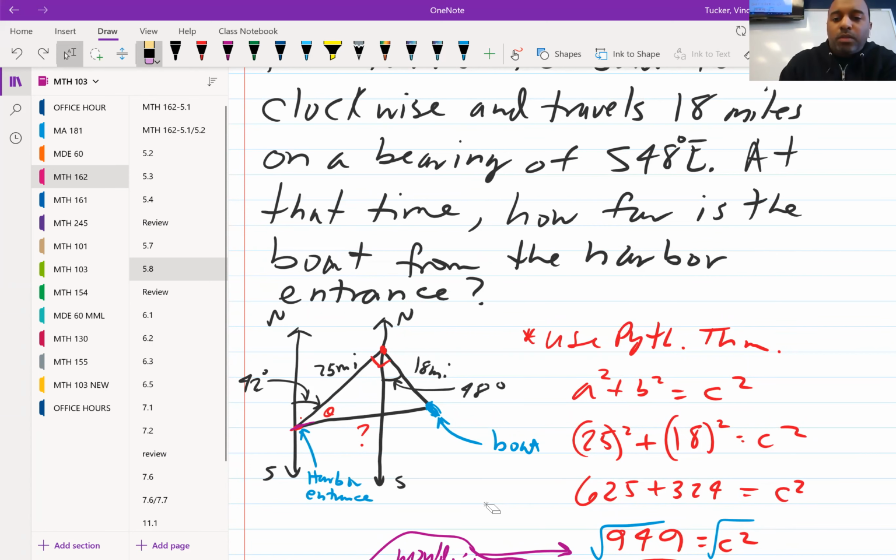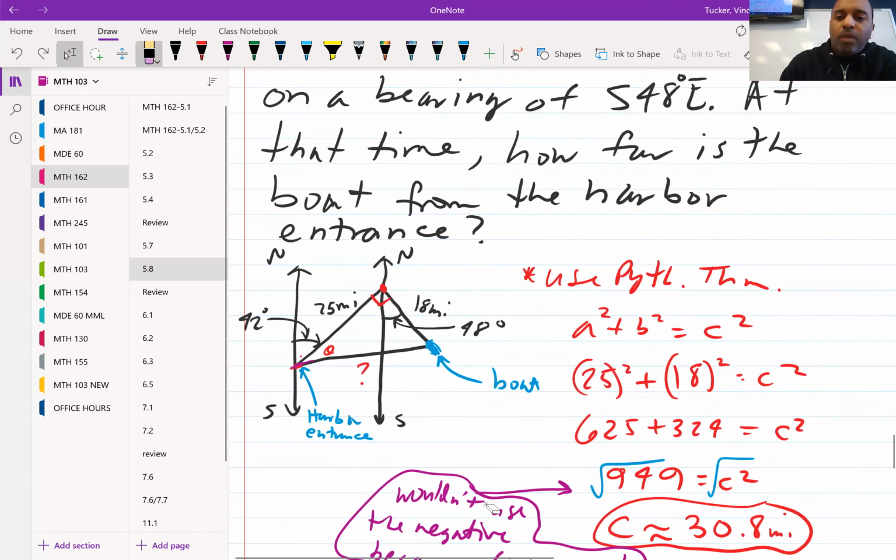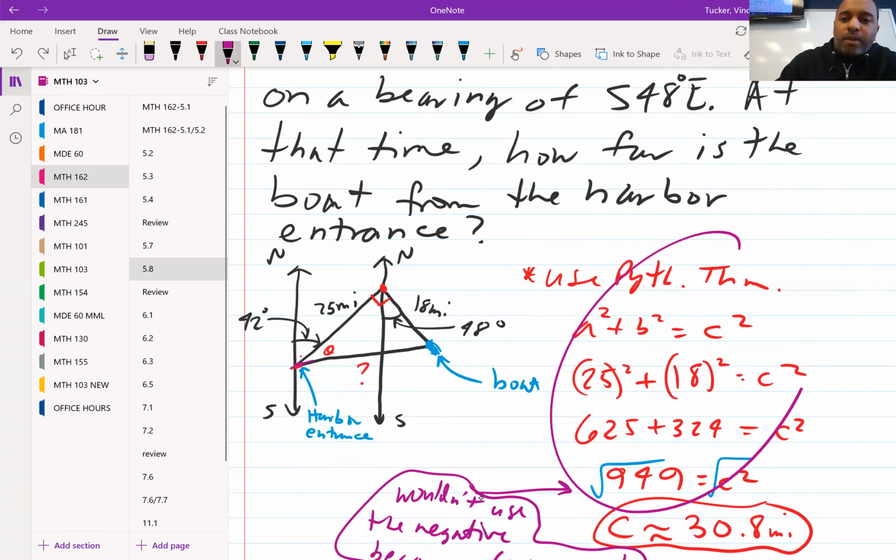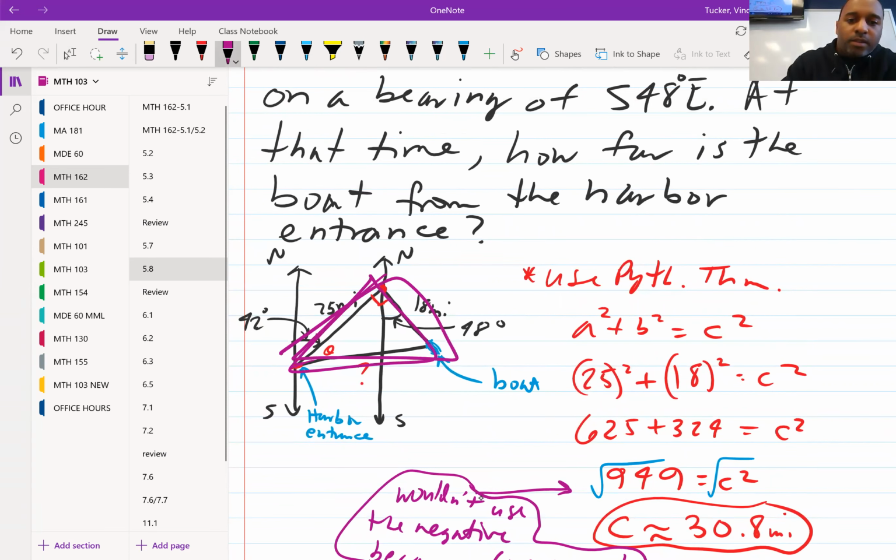All right, so notice what I did. Oh, still have my eraser on. Okay. Notice what I said right here. Use the Pythagorean theorem because notice we have a right triangle created. And we have two sides, and we want to know that third side, the side that's opposite the 90-degree angle. Remember this side right here.